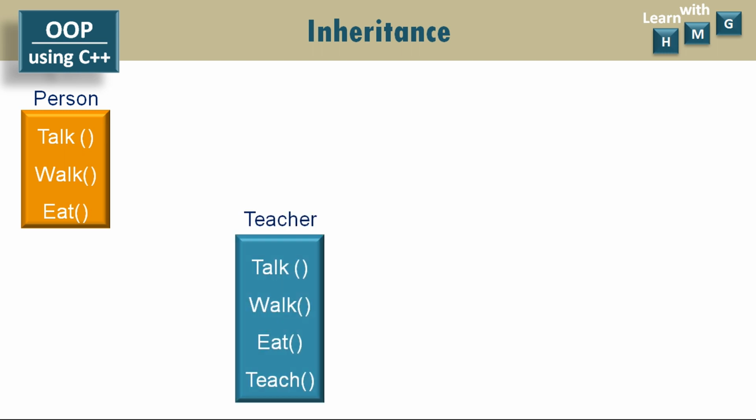Now there are different types of person. For example, let us say teacher. The teacher has four properties: talk, walk, eat and teach. Out of these four properties, talk, walk and eat are the properties of every person, and the teach property is the special property of the teacher only.